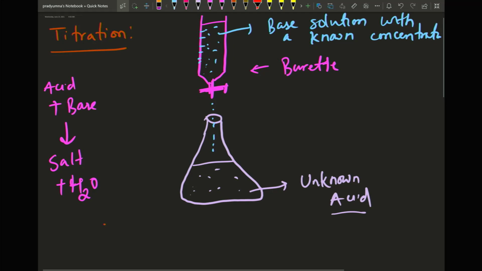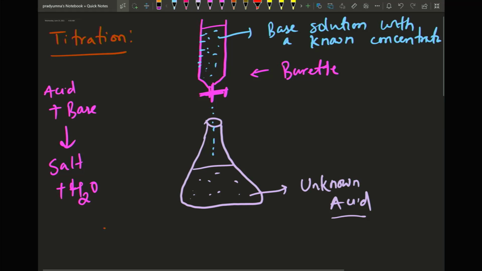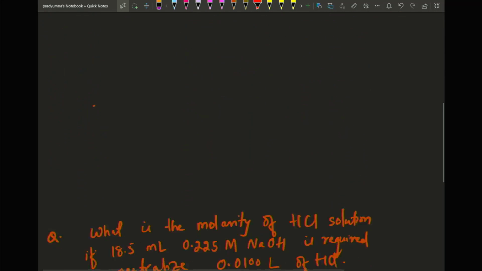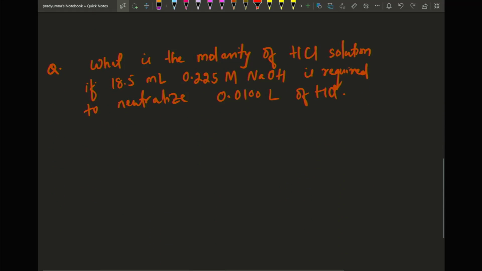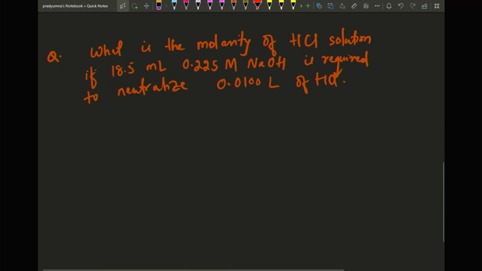All right. If you did not understand the concept of neutralization, you can go watch the previous video on how acid reacts with base, and rewatch this again. Okay, so this is the problem we're going to try to do. Let's see what is happening here. The question is asking, what is the molarity of the HCl solution if 18.5 milliliters of 0.225 molar sodium hydroxide solution is required to neutralize it?